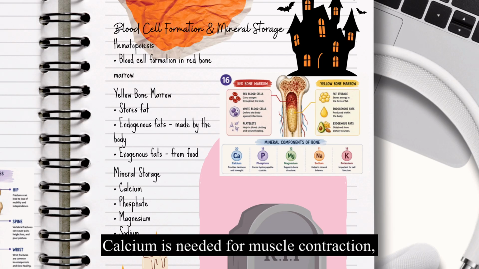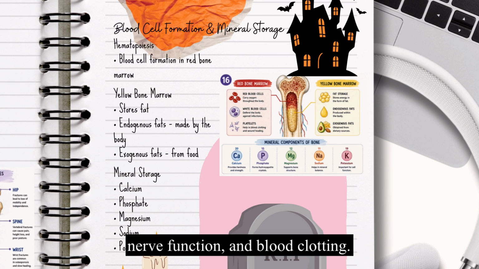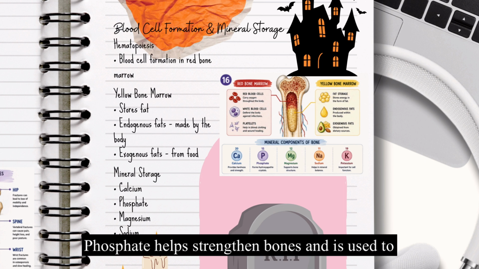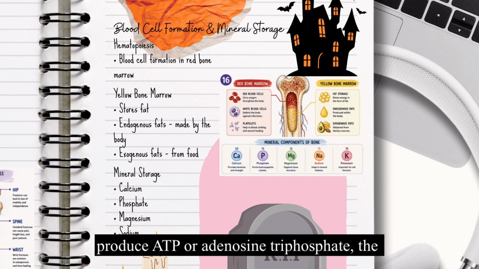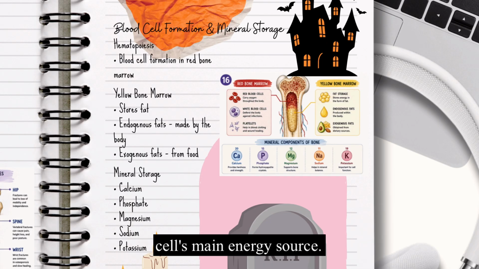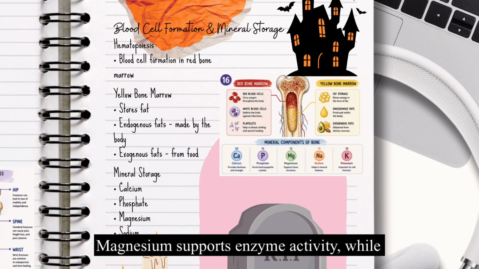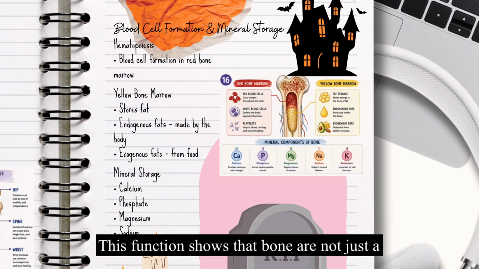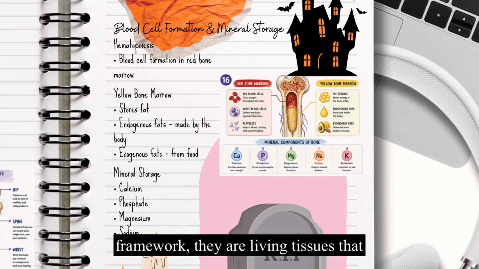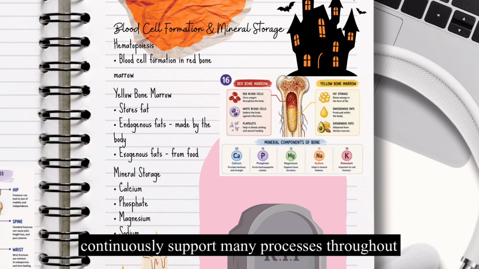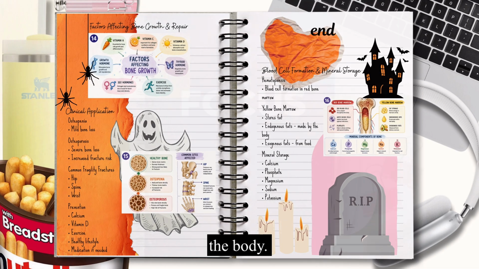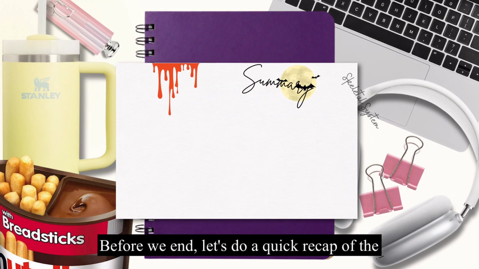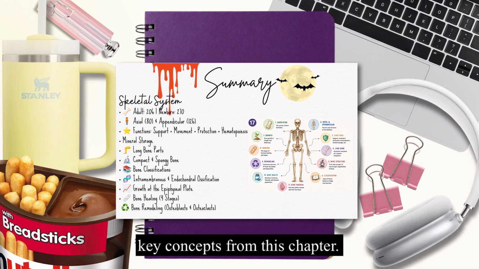Calcium is needed for muscle contraction, nerve function, and blood clotting. Phosphate helps strengthen bones and is used to produce ATP, or adenosine triphosphate, the cell's main energy source. Magnesium supports enzyme activity, while sodium and potassium are essential for normal nerve and muscle functions. This function shows that bones are not just a framework, they are living tissues that continuously support many processes throughout the body. Before we end, let's do a quick recap of the key concepts from this chapter.